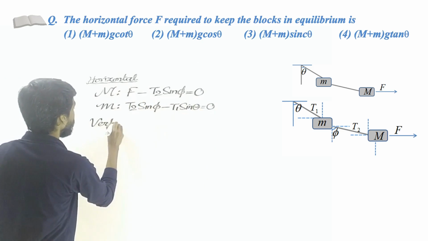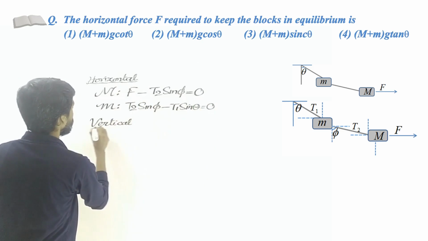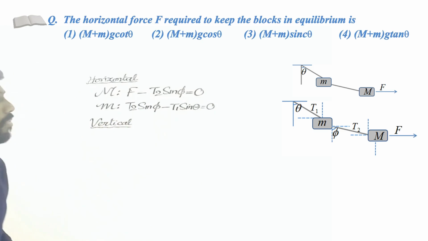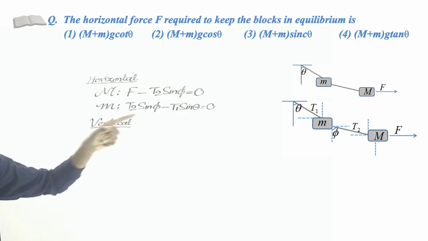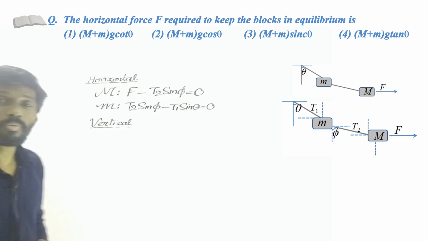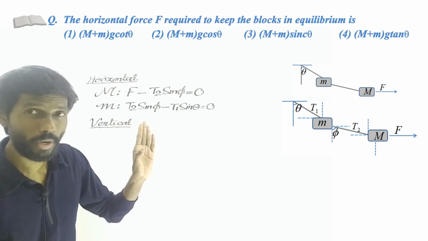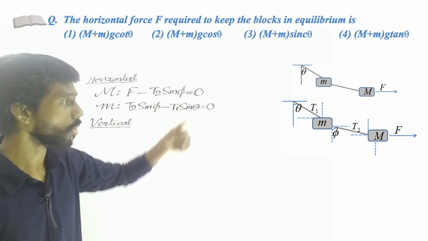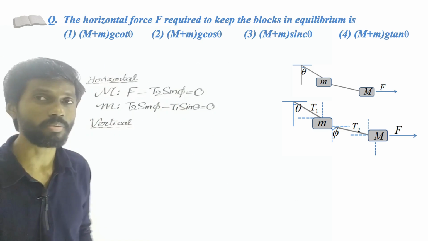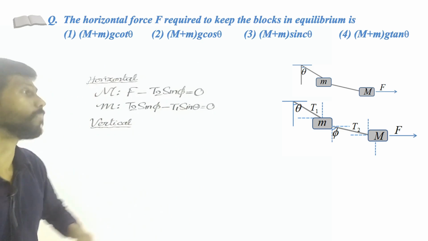Similarly, we will write the equation for the vertical direction. Now first of all, for the block small m, right? For the block small m, what are the forces acting on the block? Component of T1 in the vertical direction, and also the gravitation force in the vertically downward direction. We also have the component of T2 in the vertical direction.